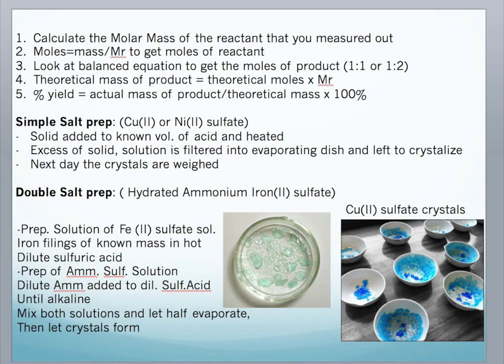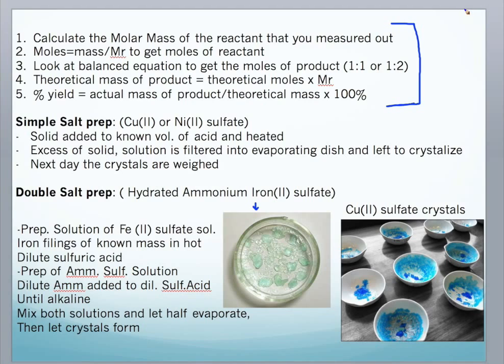Once you've prepared both solutions, you will mix them, and you will then let half of the water evaporate, and you'll transfer them again into an evaporating dish and let the crystals form. And here on the left, I have an example of hydrated ammonium iron 2 sulfate crystals, so they'll be sort of pale green. So once you've prepared the salt, most of the time you'll be asked to carry out these calculations. So first they'll ask you to calculate the molar mass of the reactant that you measured out.